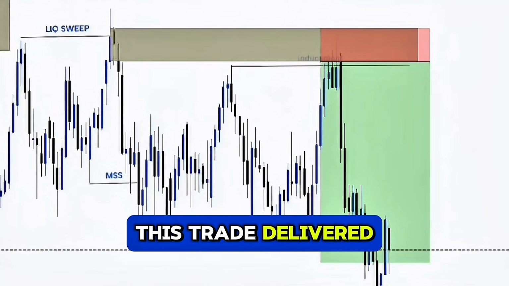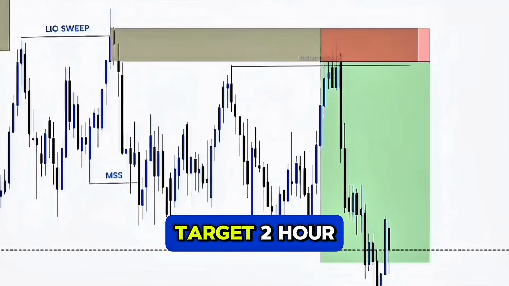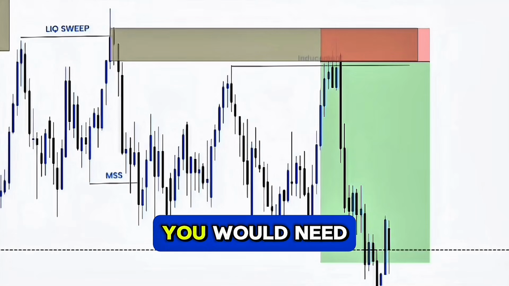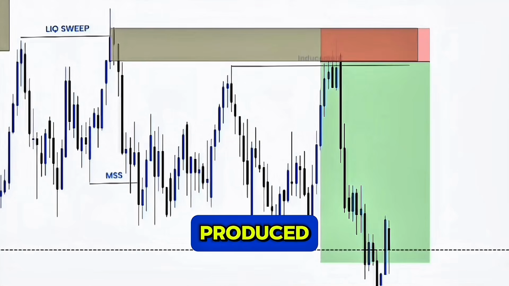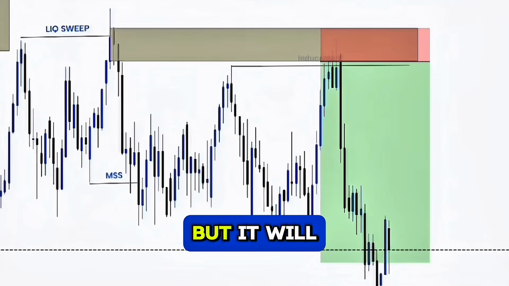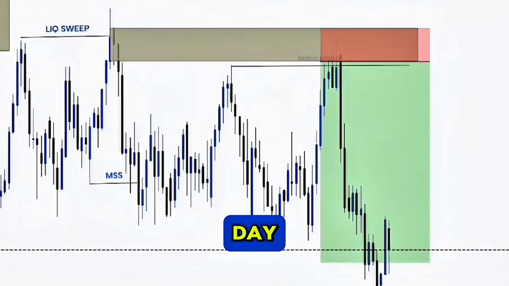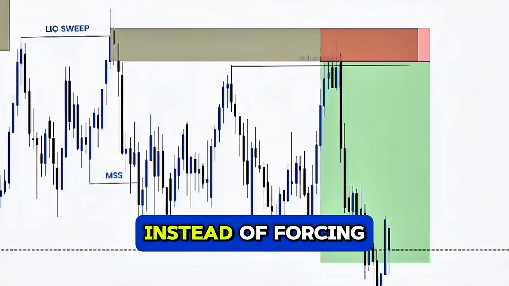This trade delivered almost 8R. Think about that for a second. If you normally target 2R on every trade, you would need almost 4 winning trades to make what this single setup produced. That is why I like this model so much. It is a high probability setup, but it will not form every day. The key is to stay patient and wait for the market to give you confirmation instead of forcing trades.